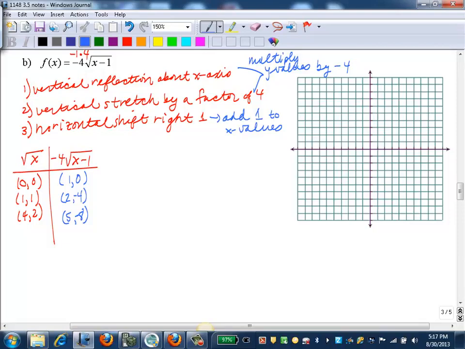So now I can plot these 3 new points on my new graph. 1, 0. Make sure they're labeled. I'll remind you on quizzes and tests. 2, negative 4. 1, 2, 3, 4. And then 5, 6, negative 8.